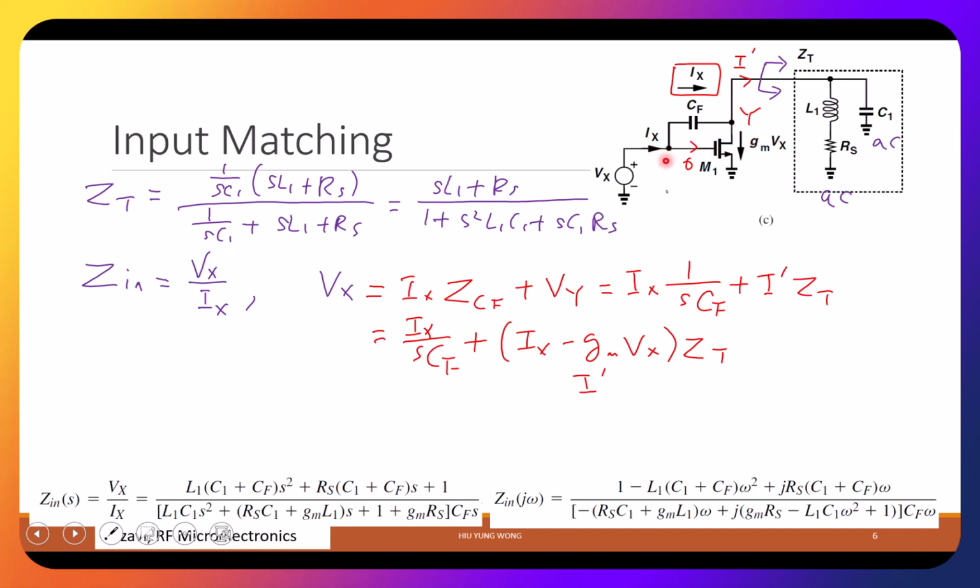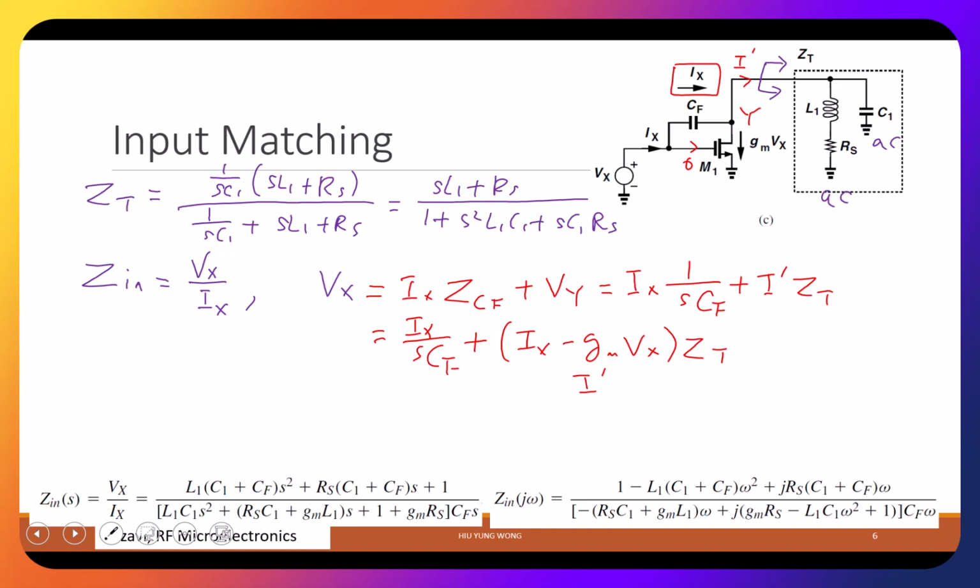And Vx is what? Vx is VG, right? As I just said earlier. Vx is VG. So VG times GM is this current. Okay? So that's why Vx equal to Ix divided by SF. This is the potential drop. And then I get Ix minus GMVx, which gives me I dash, times this whole impedance. That is Vx. Now I have Ix, I have Vx.